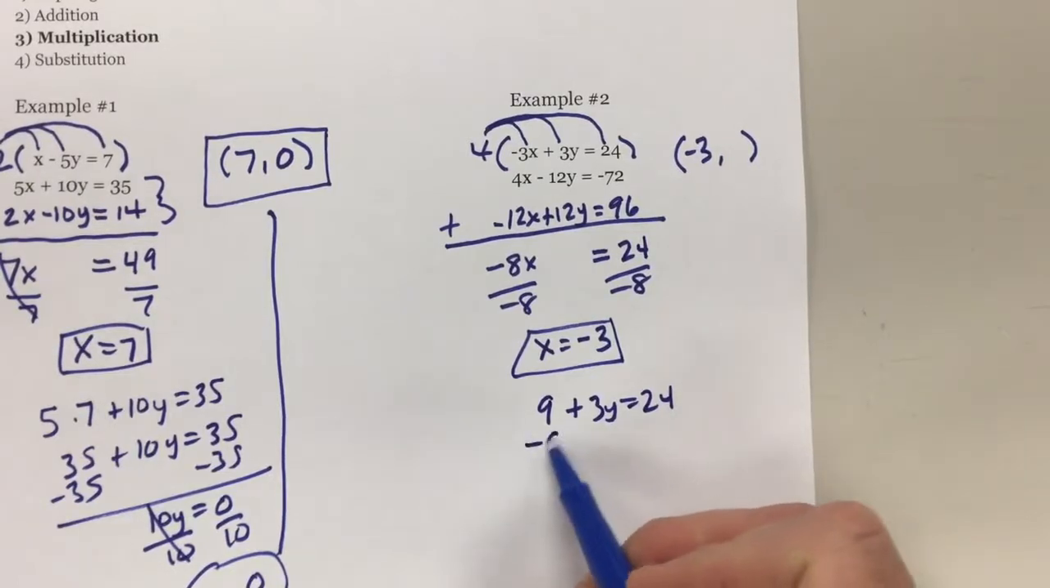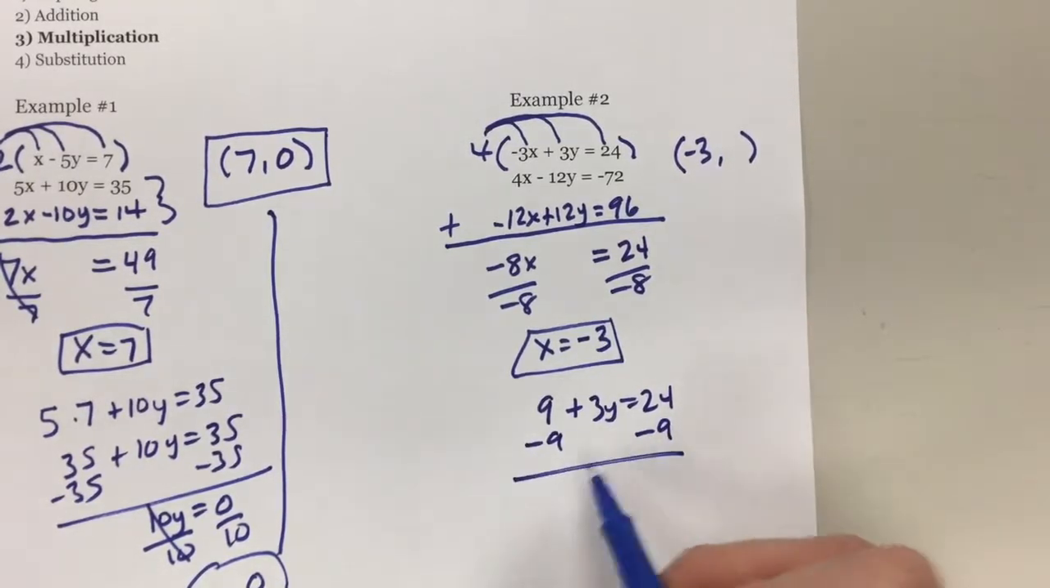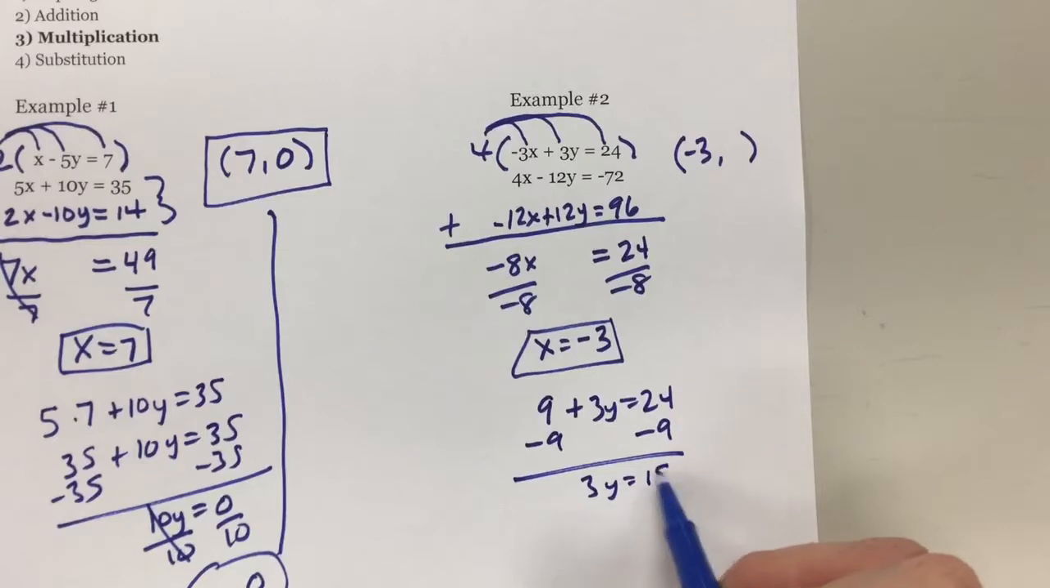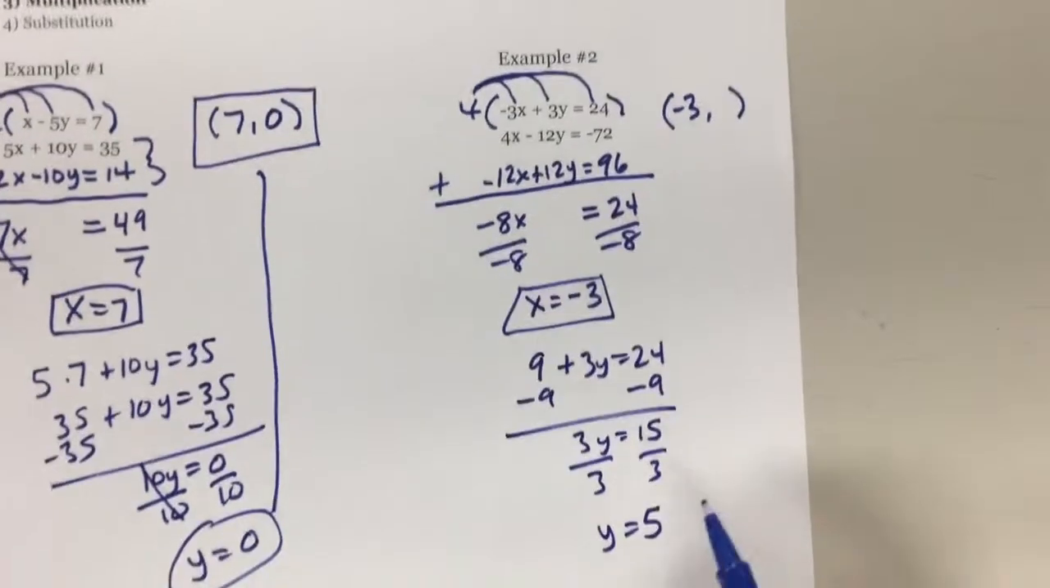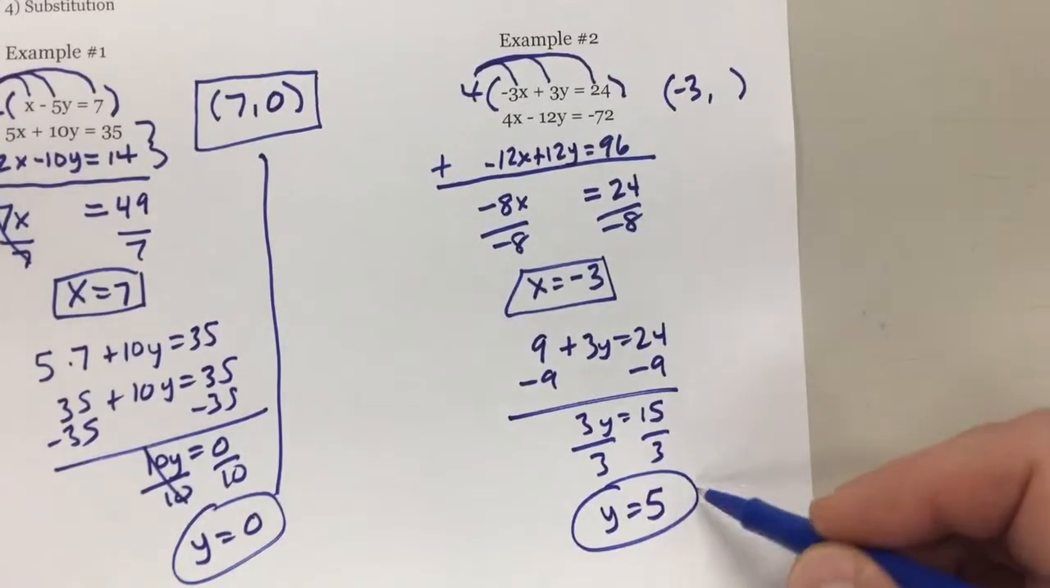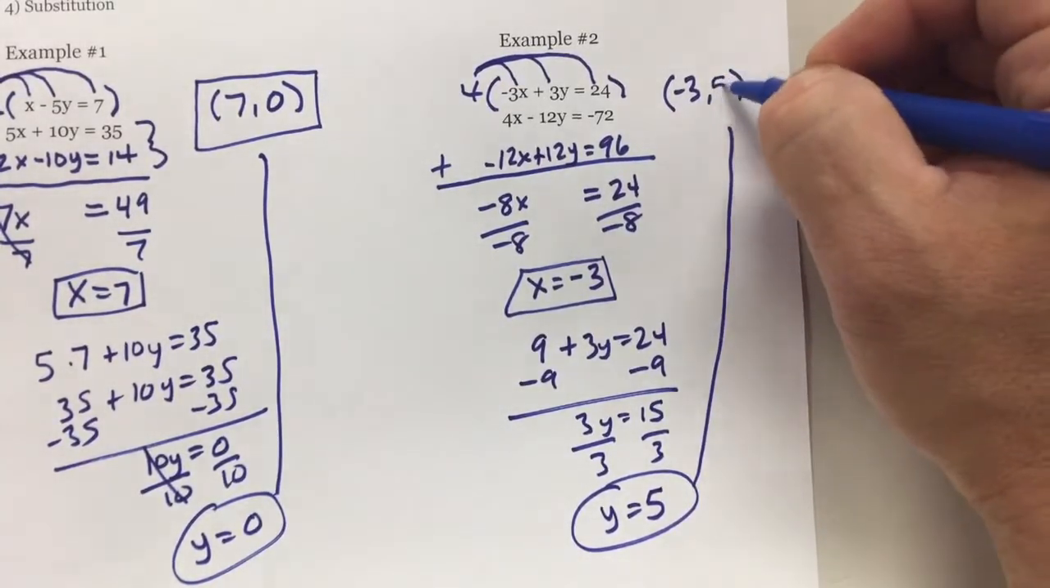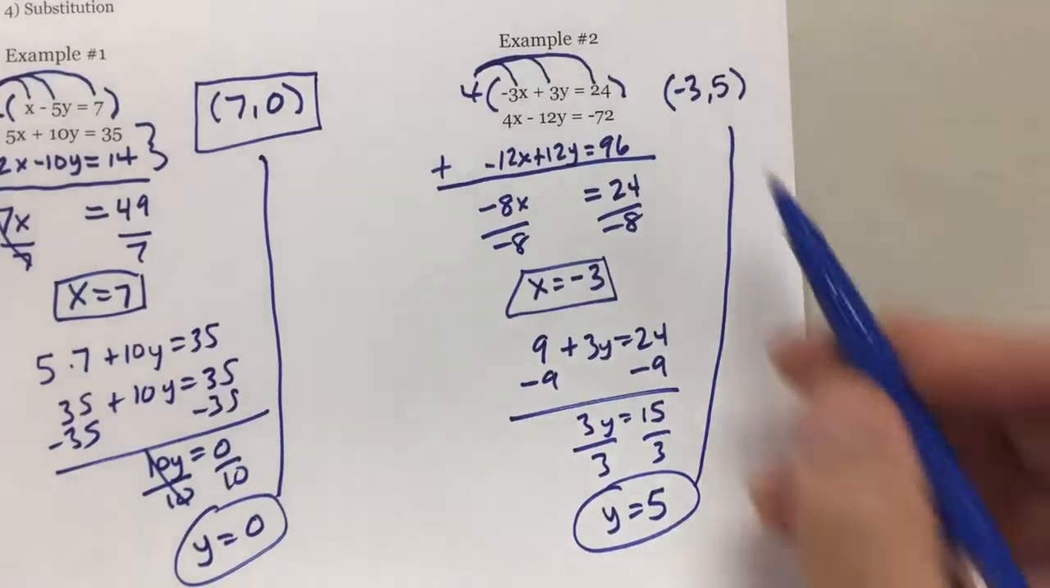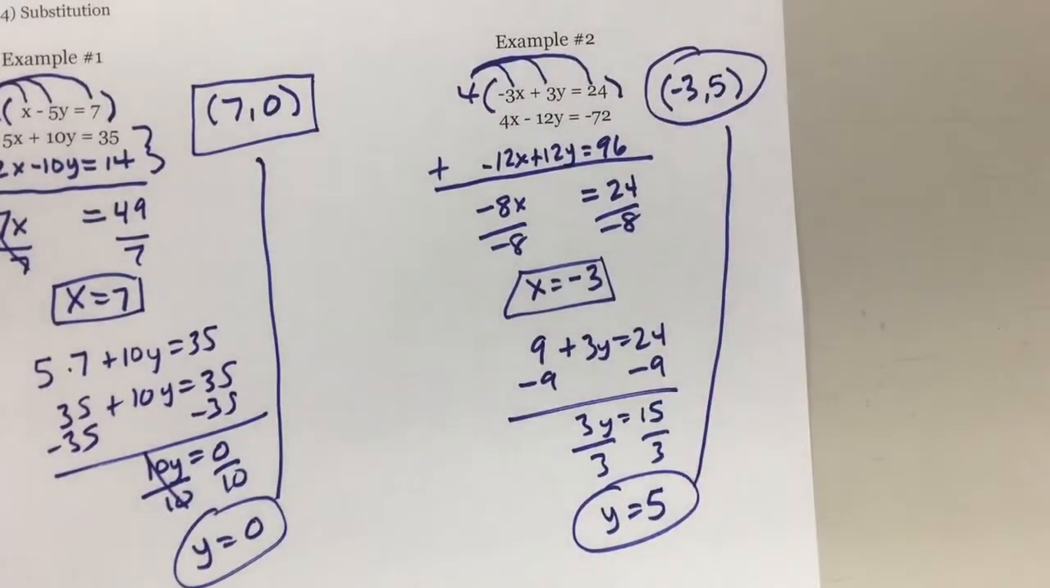So now I just solve this equation for y, subtract 9 from both sides. I get 3y is 15. Divide both sides by 3, and I get y equals 5. So that is the other half of my solution. So my answer is 3, negative 5.